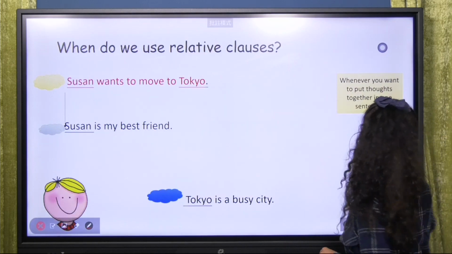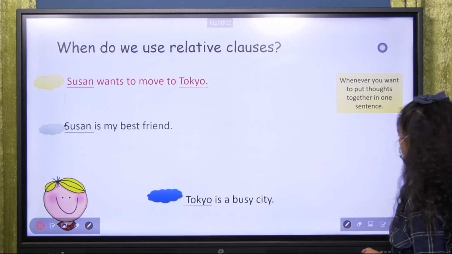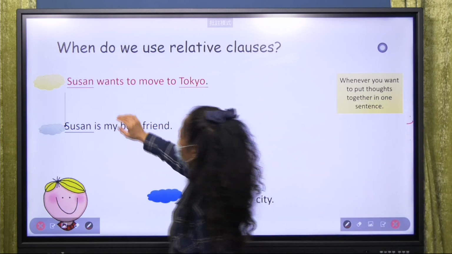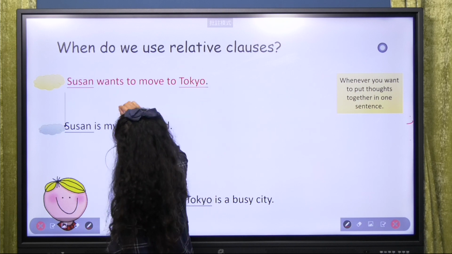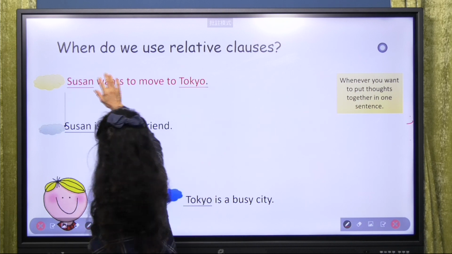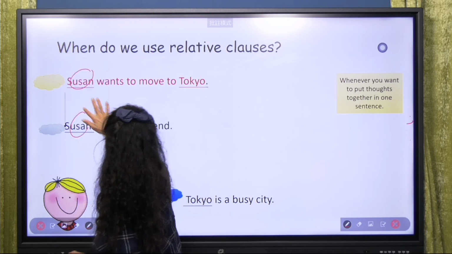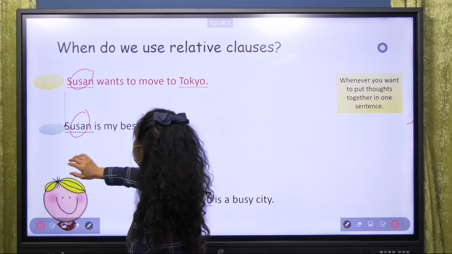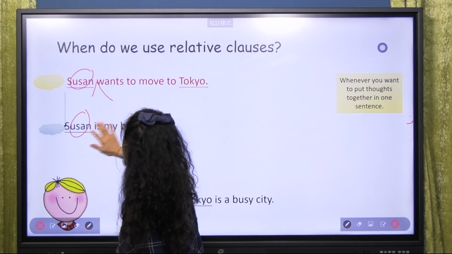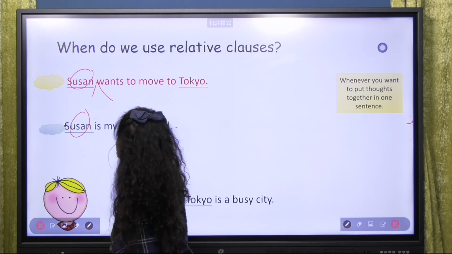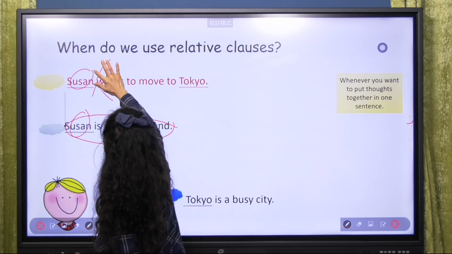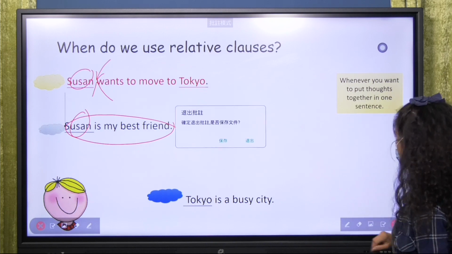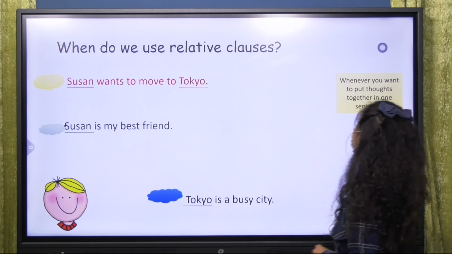Okay, now something in common. Susan. Okay, in common. So this is the main clause. So I want to put these two together. Okay, so this sentence, I want to put this here, because Susan is the common.